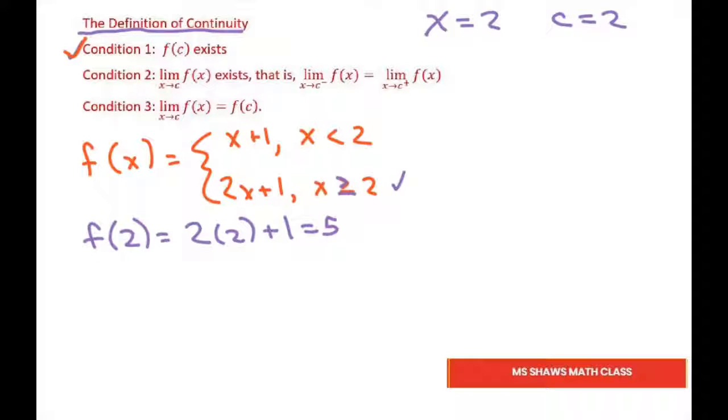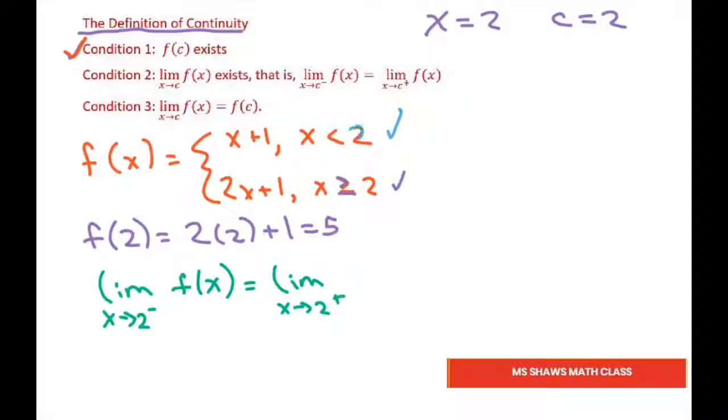Now condition 2 means we're going to check the limit, see if we have a limit. That is, does the limit from the left side of c equal the right-hand side? And this is what that means. That means when I take the limit as x approaches 2 from the left of my f of x, that should equal the limit as x approaches 2 from the right. So from the left, that means all numbers smaller than 2.